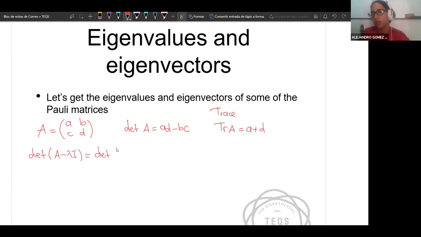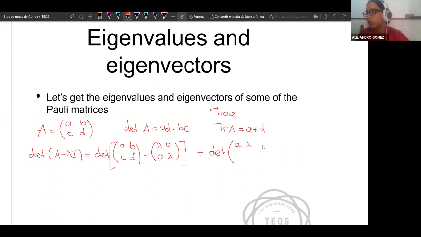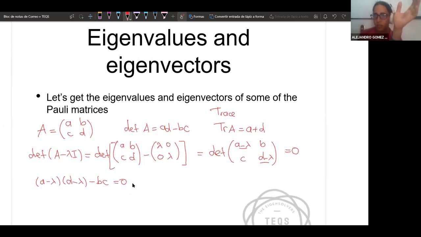So just the determinant of the following matrix. We have matrix A, which is this one, minus lambda times the identity, which is this matrix. So we have the determinant of A minus lambda, B, C, D minus lambda, and this equals zero. So this is the characteristic equation. We can compute this determinant because this is a 2x2 matrix, so it's easy to compute. A minus lambda times D minus lambda minus BC equals zero. So this is our characteristic equation for any 2x2 matrix.